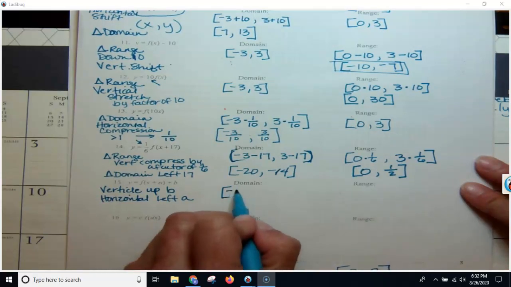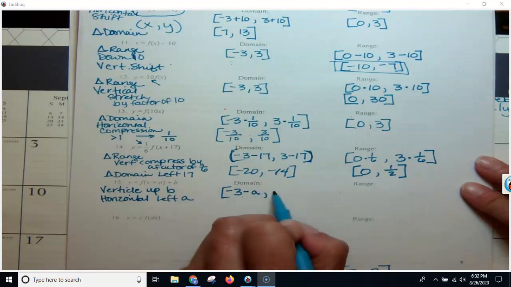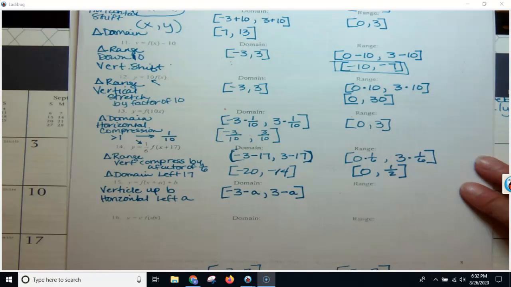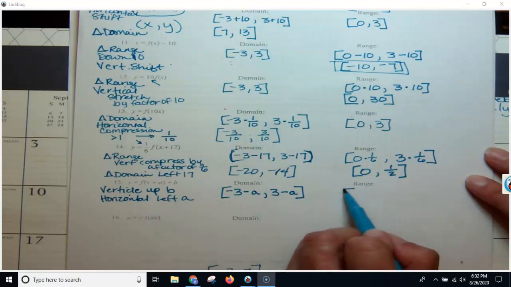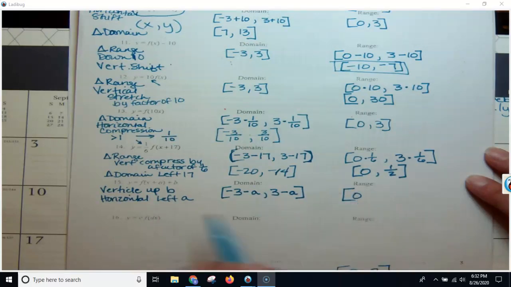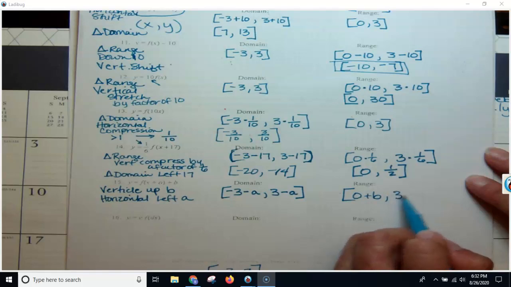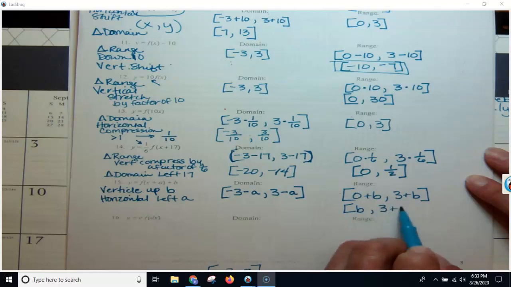We're going to take the negative 3, and since we're going left, we're going to subtract A, and the positive 3, and that's it. That's our new domain. We can't really give you numbers because it's going by a variable that we don't know the answer to. But it'll work no matter what we do. And then we've got a vertical shift, so our range is going to go from 0 plus B, and then 3 plus B. So our range is just going to be B, 3 plus B. All right, so that's how you figure that out.